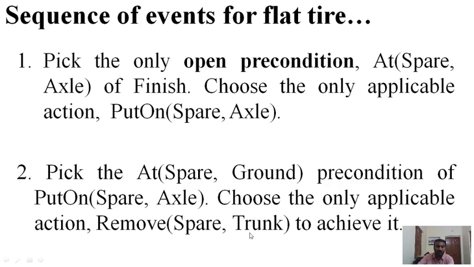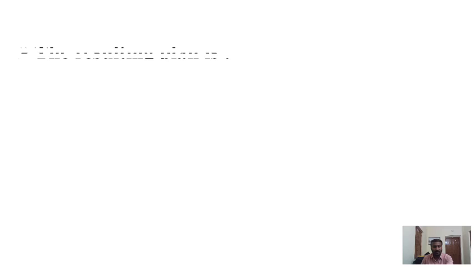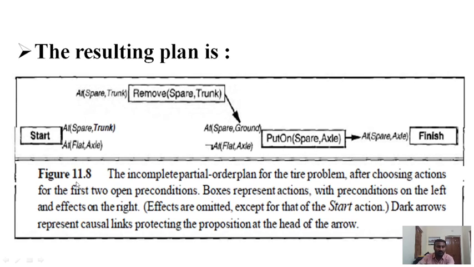So first remove the spare from the trunk, to be achieved. First we want to remove from the trunk, and after that we want to put it on the axle. So the resulting plan: first we start. Before start, what do we want to do? We want to remove the spare from the trunk, from the actual point. It is attached in the car's trunk, so first we remove it from there. Afterwards we remove the spare from the axle, and prepare it for perfect usage. Then we put on the spare on the axle and finally Finish.